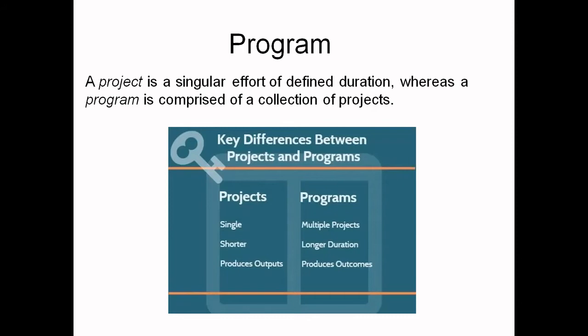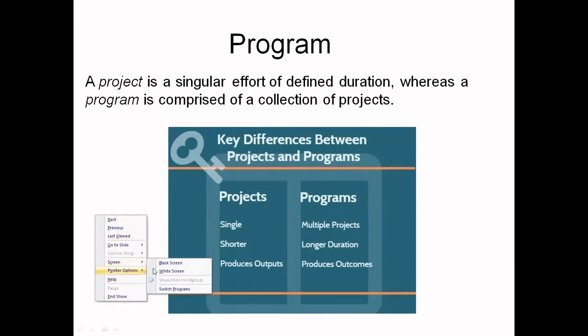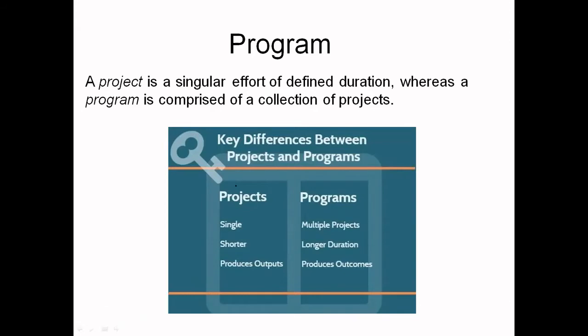A project is a singular effort only, of defined duration. Whereas a program is comprised of a collection of projects. For example, you can see the difference here. Let me take a pen here, then you can understand. So this is the one you can see here. So look at the projects as well as programs.